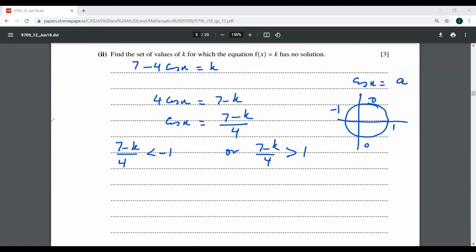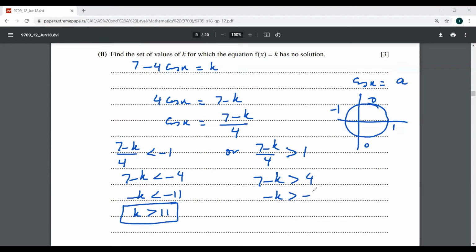So please solve that. This will give you 7 minus k is less than minus 4. This will give you minus k is less than minus 11. This is k is greater than 11 from here. And this is 7 minus k is more than 4. Minus k is more than minus 3. And k is less than 3. So these are the limits, less than 3 and more than 11. Okay, so I just put an or between them.